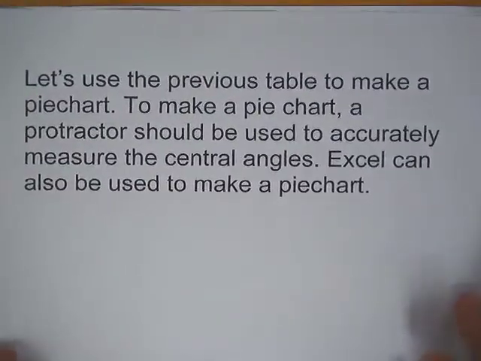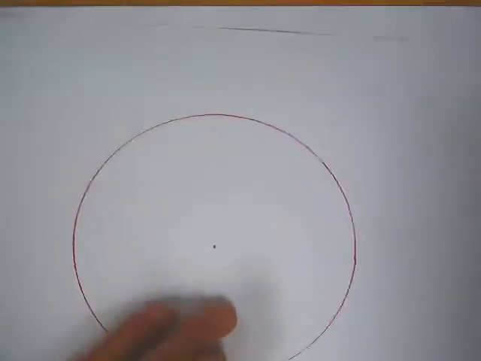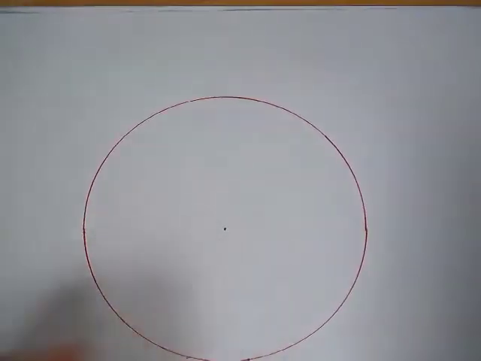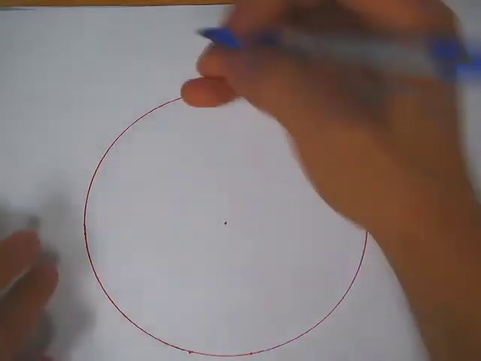Now let's use the previous table to make a pie chart. To make a pie chart, a protractor should be used to accurately measure the central angles. Excel can also be used to make a pie chart. What you're always going to do is start with a circle. I drew a circle in advance here, and let's give it a label.